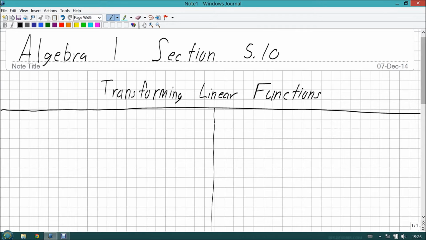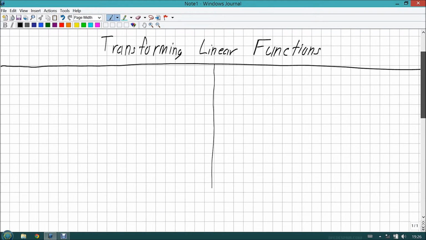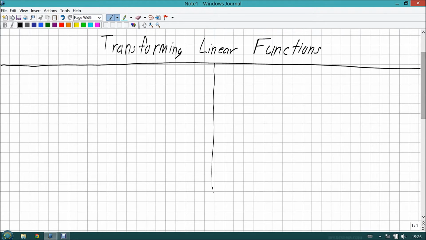Today we are going to be going over section 5.10, Transforming Linear Functions. This is the introduction to something that stays with mathematics all the way through calculus, and that is families of functions, a parent function, and the transformations that take place. In fact, in Algebra 2, I would say this was the most important lesson of all. Alright, so let's start with those definitions.